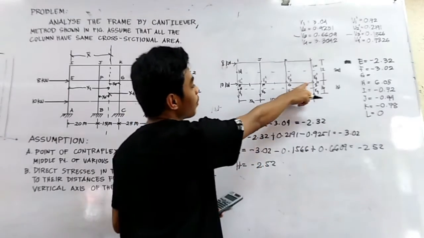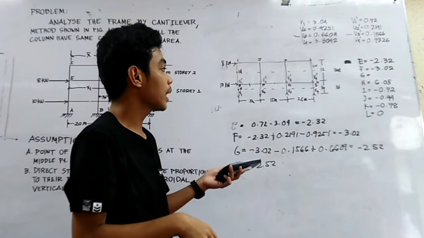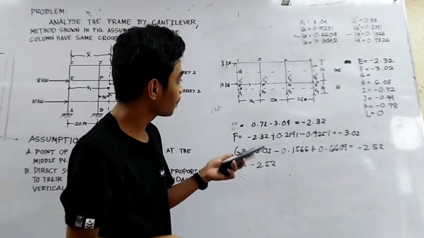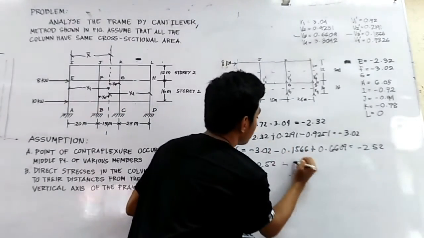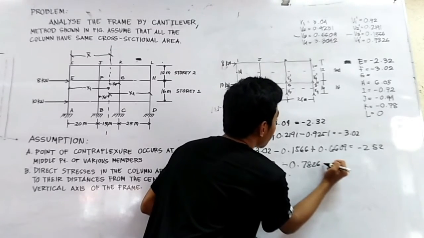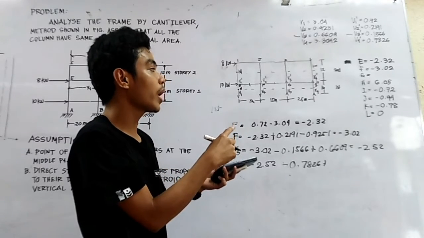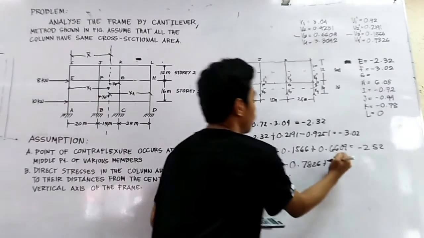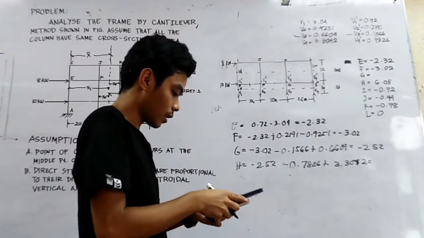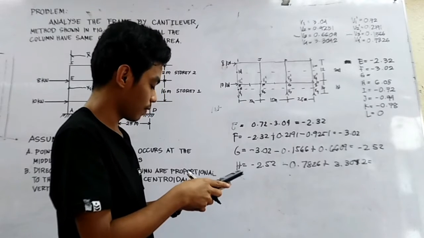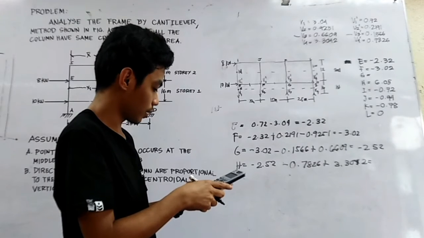Then, yung V4 prime, which is yung direction niya is moves away from the point H. So, ang magiging sign natin is negative V4 prime 0.7826 plus, since yung V4 natin is yung value nun is 3.3042 and the direction niya is moves towards the point H. So, positive plus 3.3042 is equal to negative 2.52 times 0.7826 plus 3.3042.